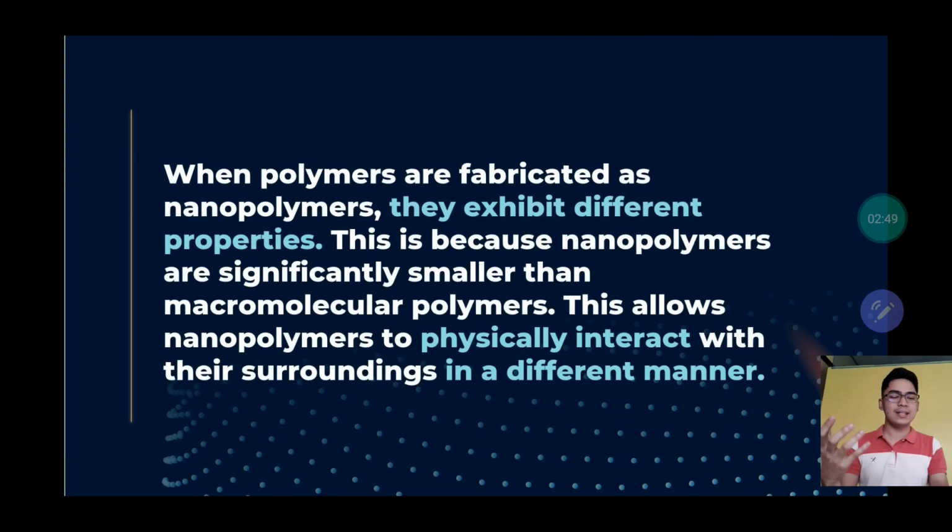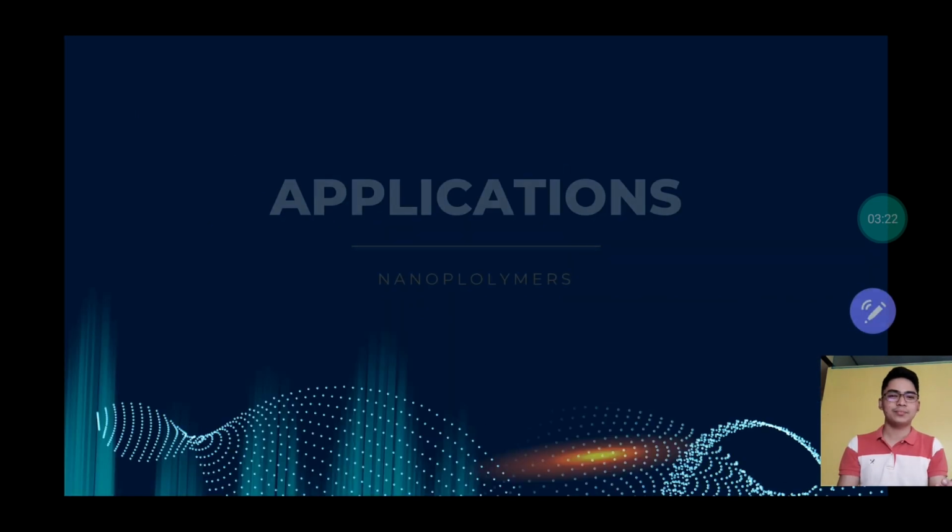So why do we use nanopolymers nowadays? When polymers are fabricated as nanopolymers, they exhibit different properties. This is because nanopolymers are significantly smaller than macromolecular polymers. This allows nanopolymers to physically interact with their surroundings in a different manner. So in a simpler manner, nanopolymers have stronger properties than normal macromolecular polymers due to their size. So that is why it is used nowadays.